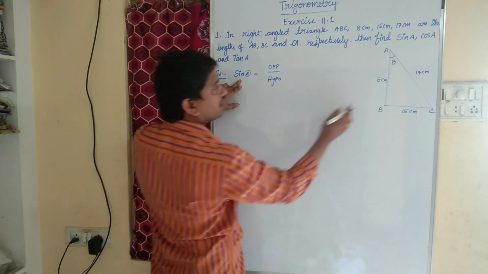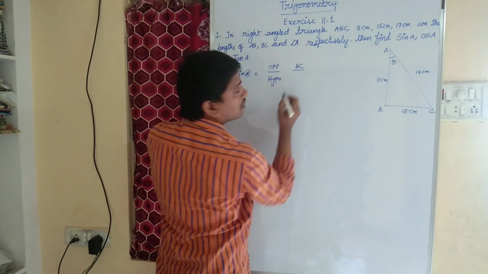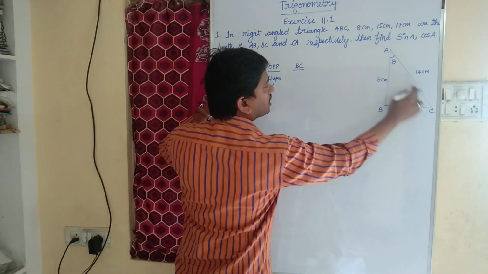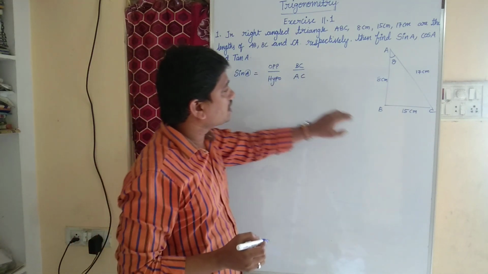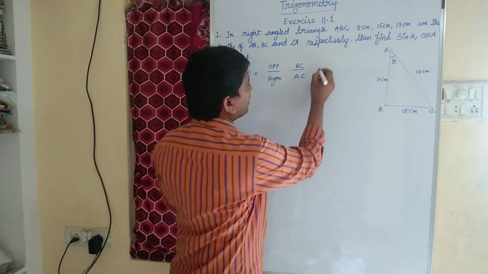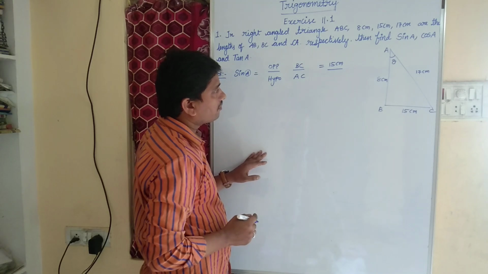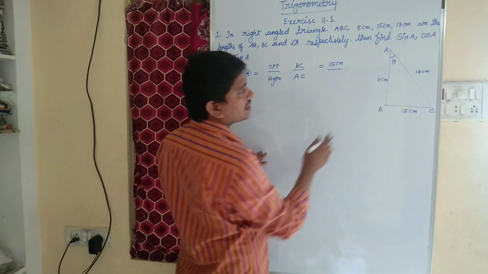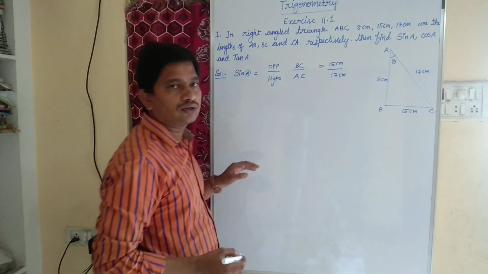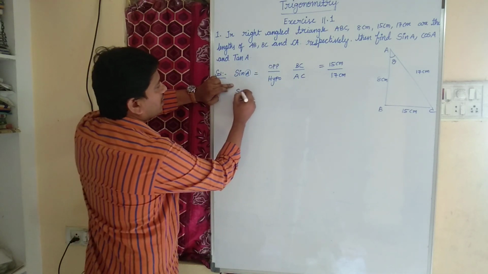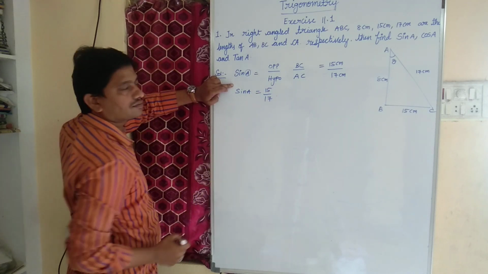With respect to A, opposite side is BC and hypotenuse is AC, right? So what is the length of side BC? Length of side BC, which is given, is 15 centimeter, and what is the length of side AC? AC is given 17 centimeter, right? So what is sin A? So sin A equal to 15 by 17.